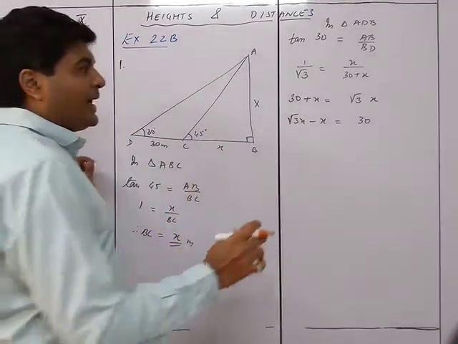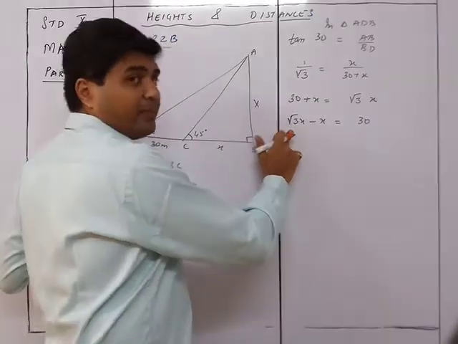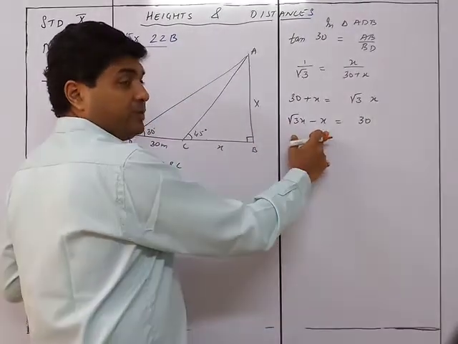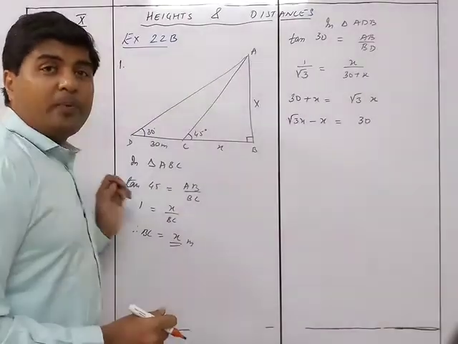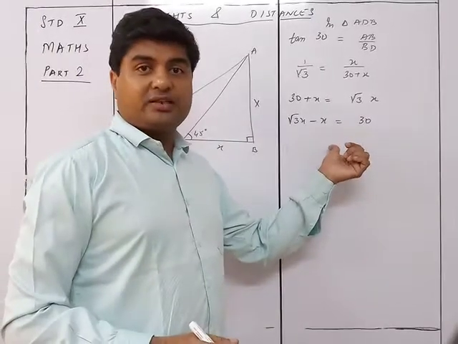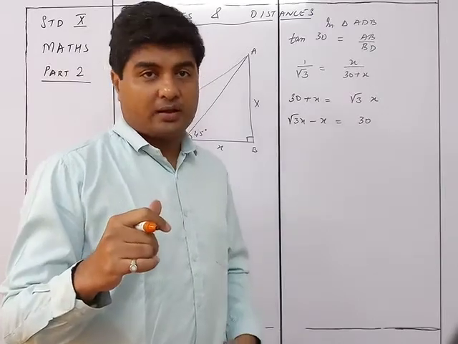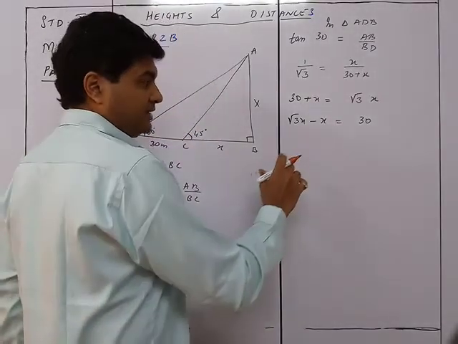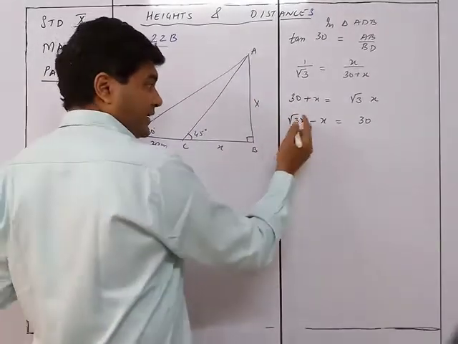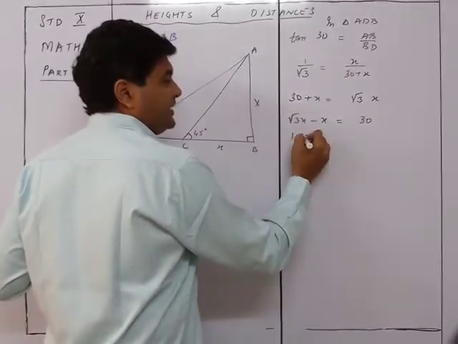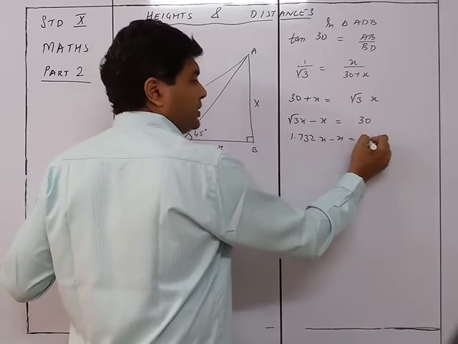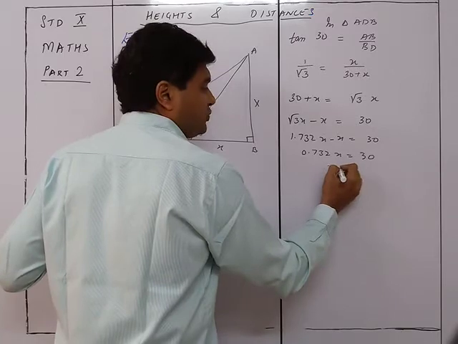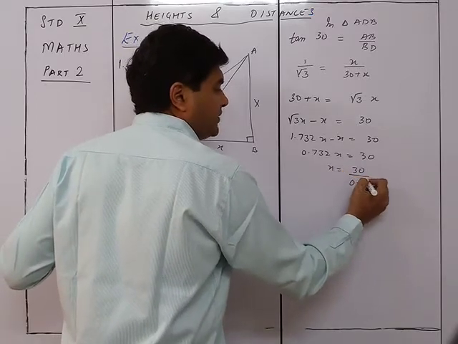Now, the moment I take it this way, x times 1.732 minus x is equal to 30. That is, 0.732x is equal to 30. So x is 30 upon 0.732, which is not advisable. Okay, I'll just show it and then you erase it again so you can understand. If it is 1.732x minus x equals 30, then 0.732x equals 30 and x will be equal to 30 upon 0.732.